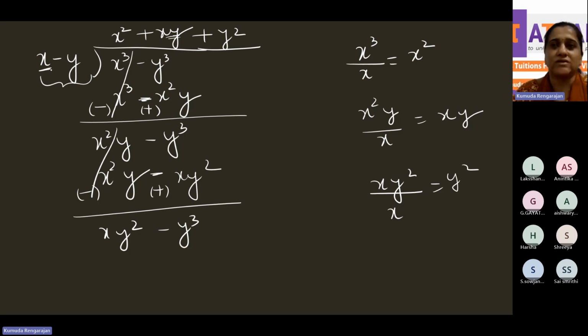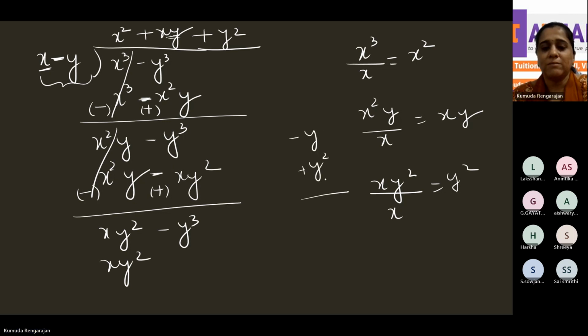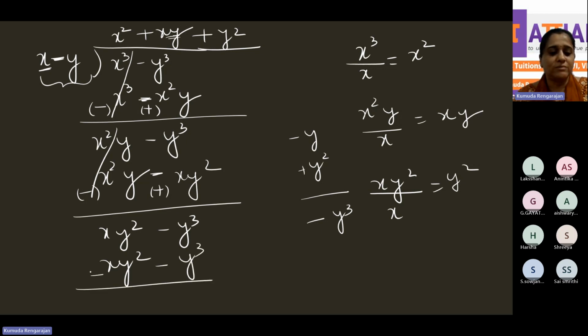Y square into x, x y square. Then minus y into plus y square. Plus into minus is minus. Y square into y is y cubed, because 2 plus 1 is 3. So it will be what? Minus y cubed. Change the signs. Plus becomes minus, minus becomes plus. Xy plus xy square minus xy square. Minus y cube plus y cube.